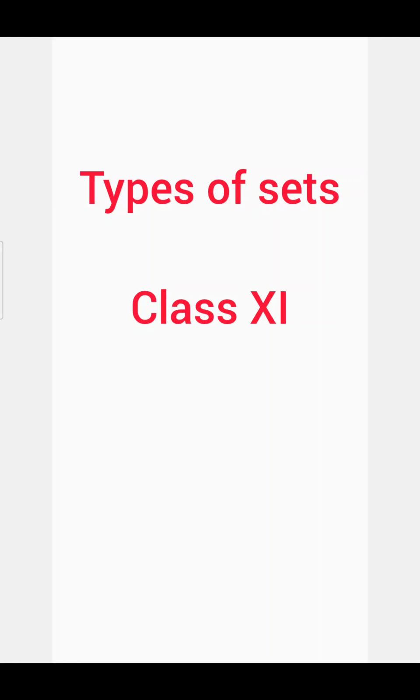Today, this is the second lecture on set theory, and we will start with types of sets. So, today's topic is types of sets. So, first type is empty set.